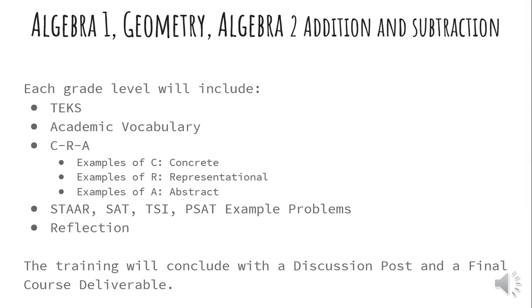Each grade level will include TEKS associated with addition and subtraction, academic vocabulary, CRA examples of concrete, representational, and abstract, example questions from STAR, SAT, TSI, and PSAT, as well as a reflection after each grade level. The training will conclude with a discussion post and final course deliverable.